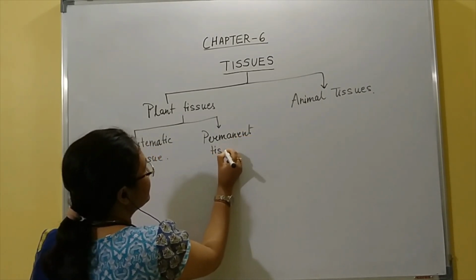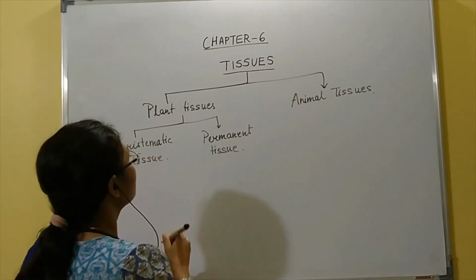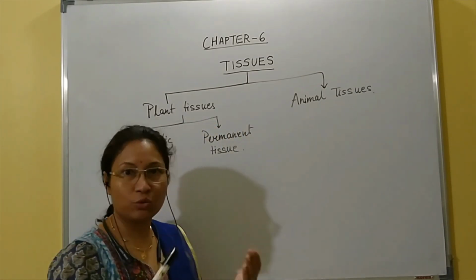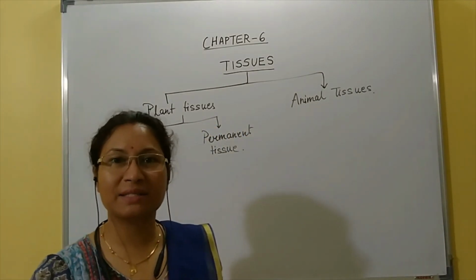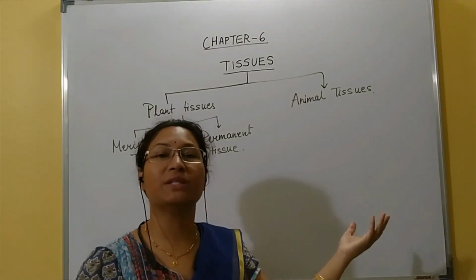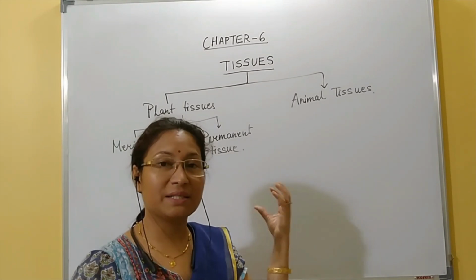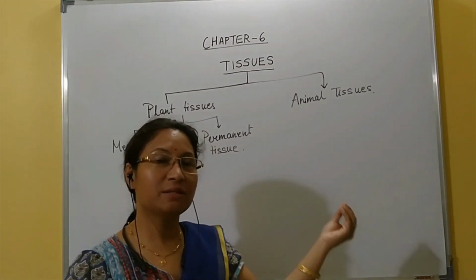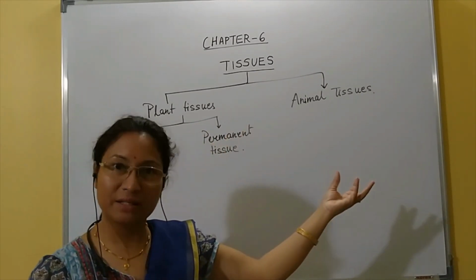Now what is the basic difference between these two tissues? If you talk about plant tissue and animal tissue, we know the basic difference between a plant cell and an animal cell. Plant cell with a cell wall, animal cell without a cell wall. Plastids are present in the plant cell, plastids are absent in the animal cell. So likewise there will be differences in these tissues.